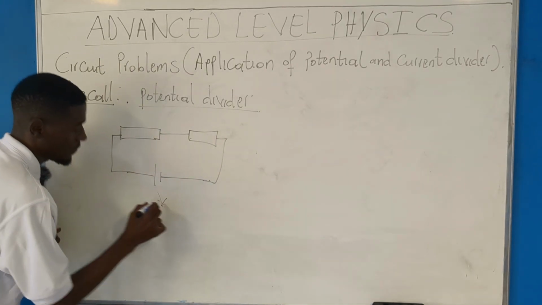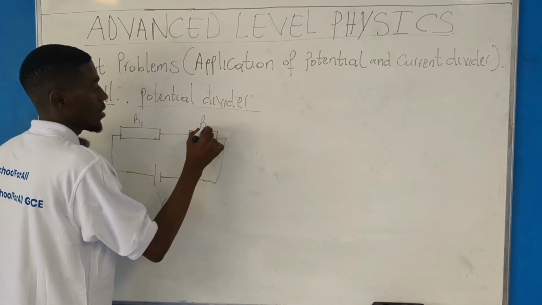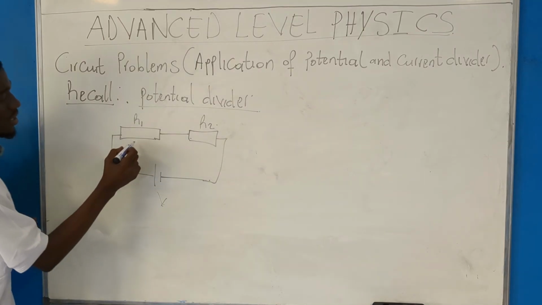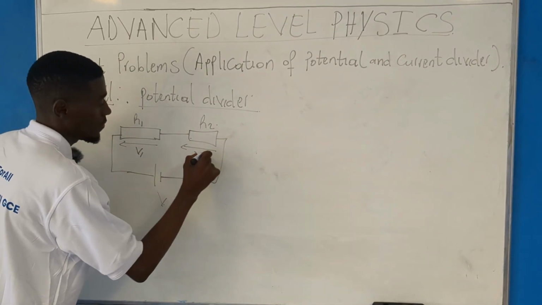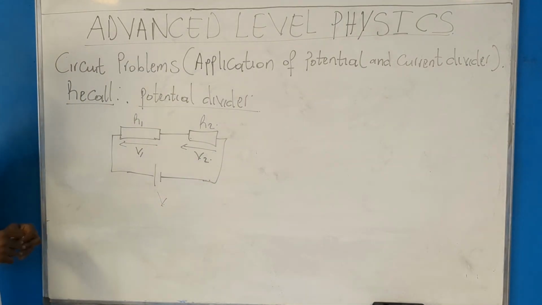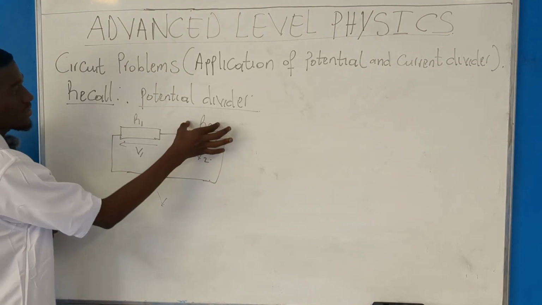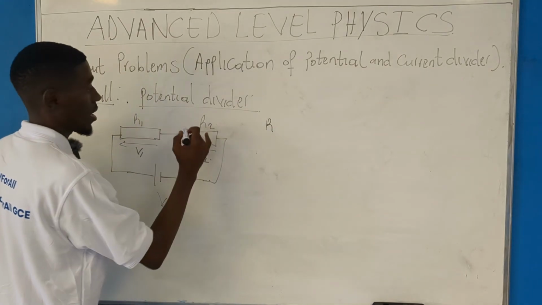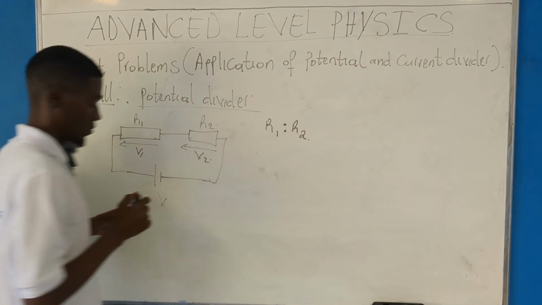let's say here V, and we have R1, R2, we all agree with me that the PD here, V1, is different from this one, V2, because they are in series. So when resistors are in series, they share the same voltage depending on their resistances. It means that the voltage is shared between R1 and R2 in the ratio R1 is to R2.